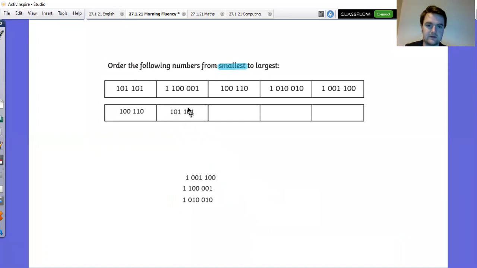Now we are having a look here. So I can see that they've got the same number of millions. This one has got 100,000, which the others don't. So that one must be the largest. This one's got a 10,000, which this one doesn't, which leaves us with this one slap bang in the middle.